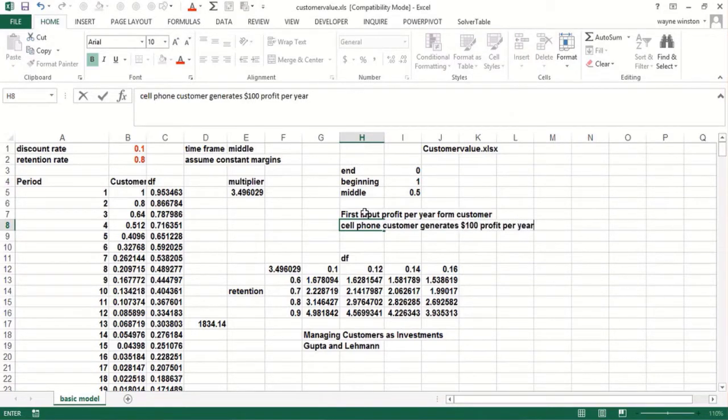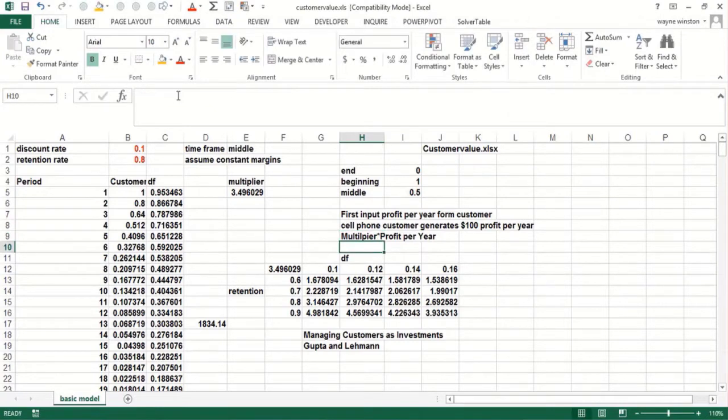Okay. And what we're going to do is get a multiplier. Suppose we get a multiplier of 4. Then the value of a customer would be the multiplier, and we'll explain how that multiplier comes about in a minute, times the profit per year. Now, of course, profit per year can change over time, but we'll just assume it's constant. So in this case, if the multiplier were 4, we get a value of $400 for the customer.